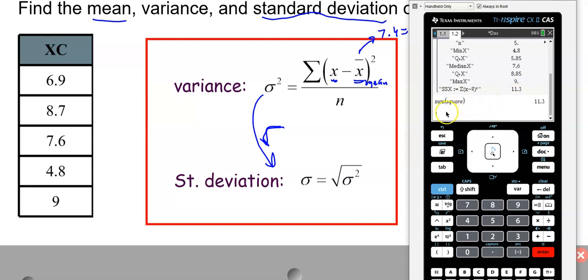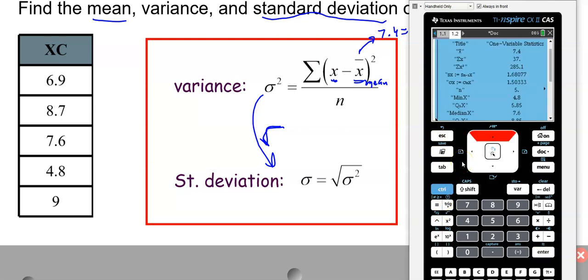I divide that by the number of terms. There were 5 terms, so divided by 5. I want a decimal, so I'm putting a decimal in there. So I get 2.26. So that is our variance. If I take the square root of that, I should get the standard deviation of 1.5. If you scroll up here, you can see that the standard deviation, the sigma x, is 1.5033. We get the same value there.